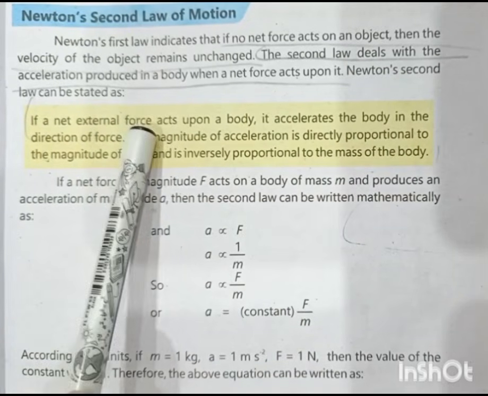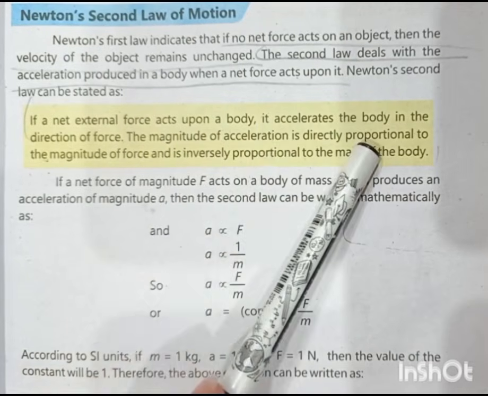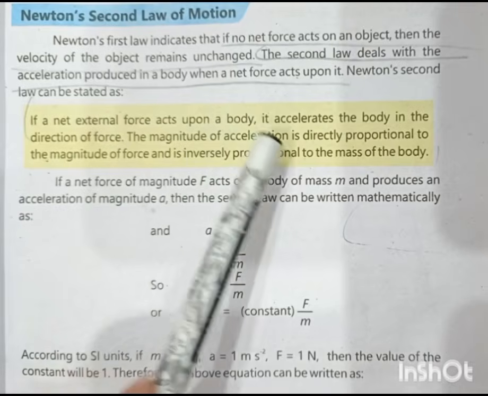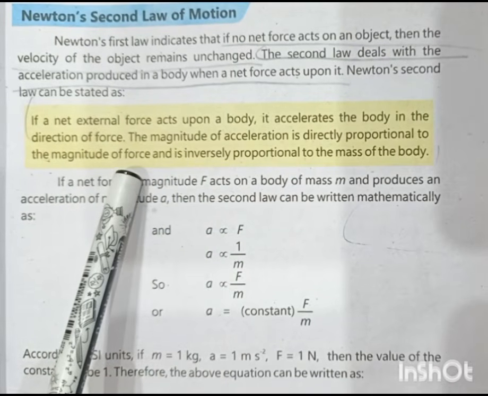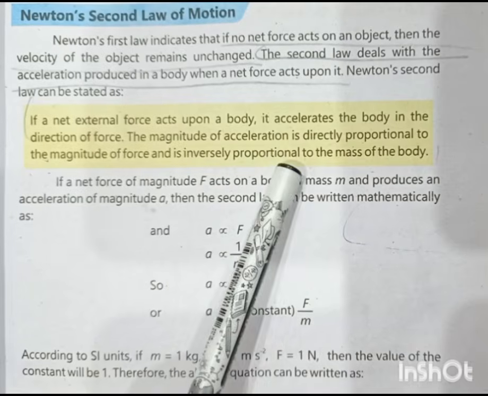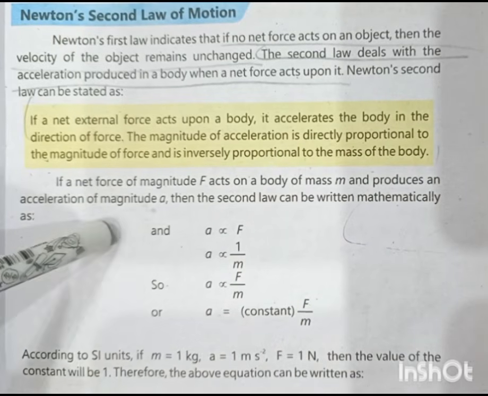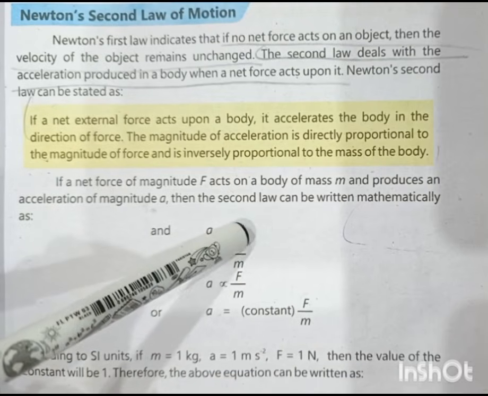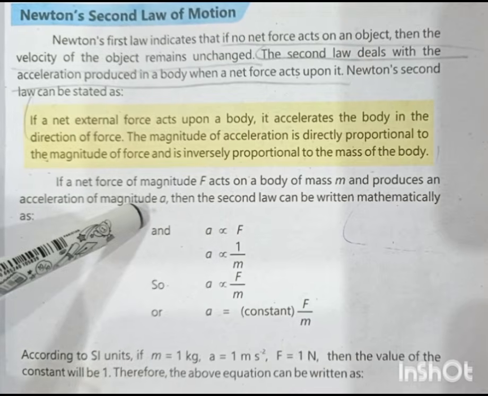If a net external force acts upon a body, it accelerates the body in the direction of the force. The magnitude of acceleration is directly proportional to the magnitude of force and inversely proportional to the mass of the body. What is it explaining here? It explains acceleration is directly proportional to force. If force is increased, the acceleration produced in a body also increases.